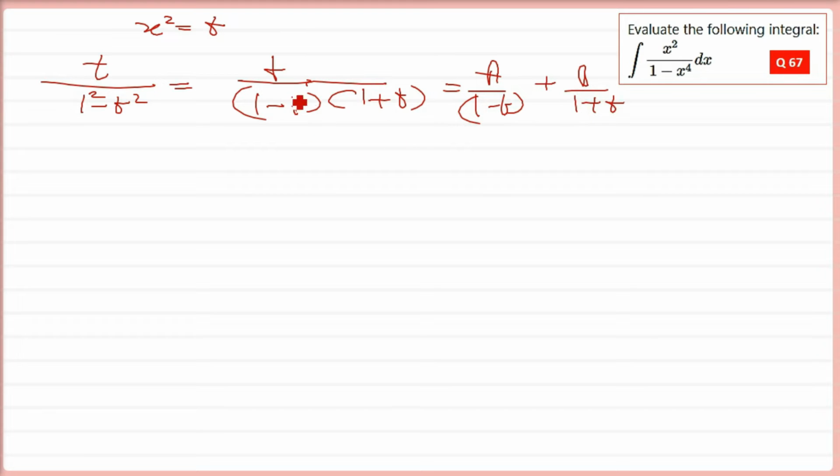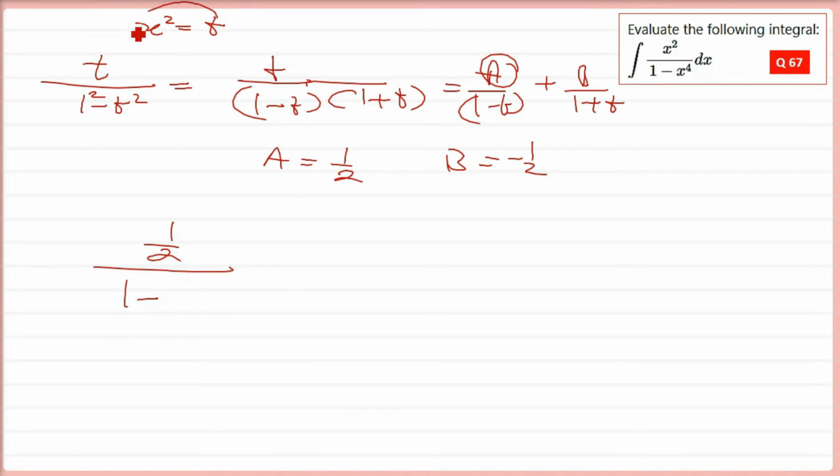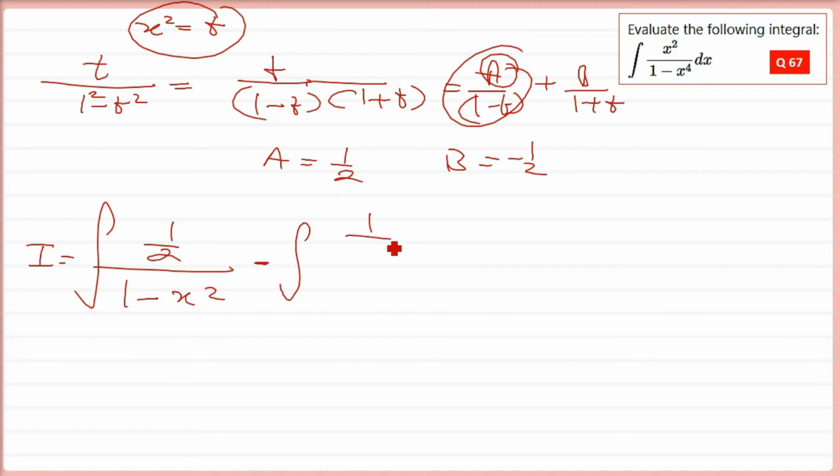And you know this has been done by you quite a lot. So a will come as half, you already know that, and b will come as negative half. So I'll put a as half here. This will be half divided by 1 minus t. Now you don't have to write t. You have to replace this by x square now, because we are now starting to integrate again. For this b, negative half will come. So this negative I am bringing in between, half in the numerator, 1 plus x square in the denominator. Now half you can bring in here. This half you can bring in here.